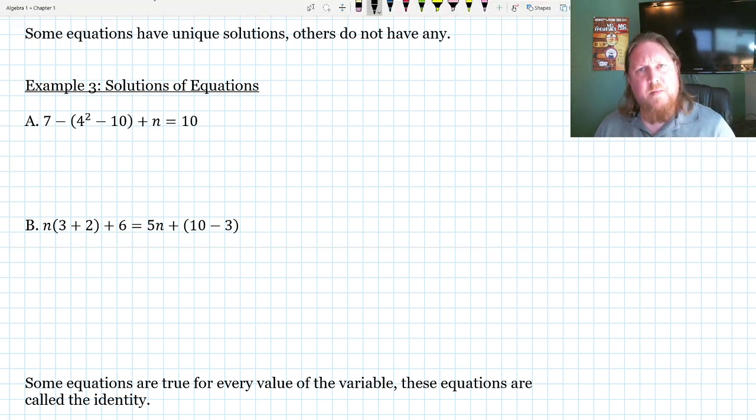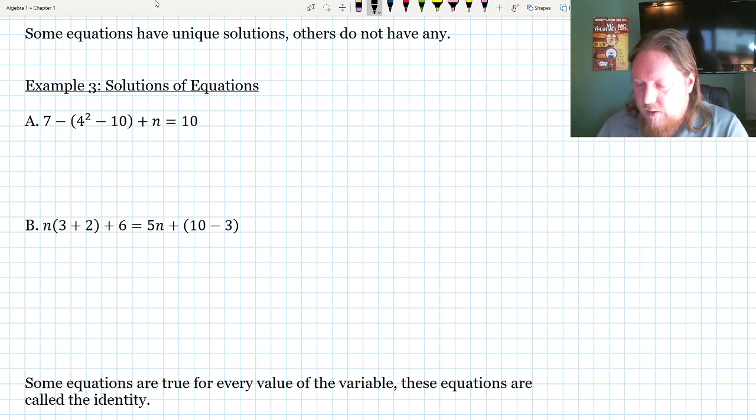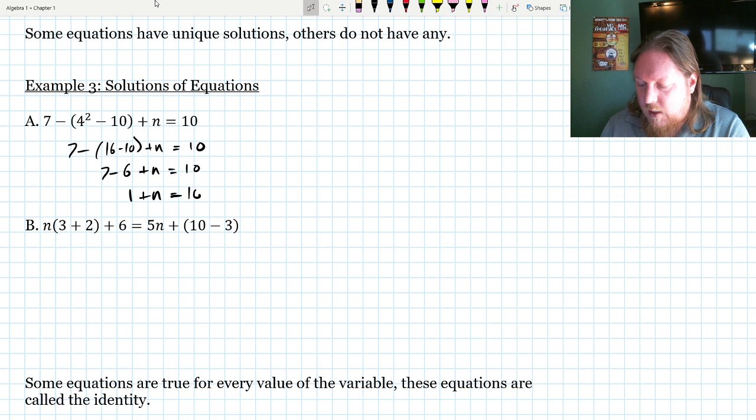Mostly it's just applying the order of operations, something that you've already practiced a bunch. So this is really not anything new, it's just the last little step has got a new concept in it. 4 squared is 16 minus 10 plus n equals 10. 16 minus 10 is 6. 7 minus 6 plus n equals 10. 7 minus 6 is 1 plus n equals 10.